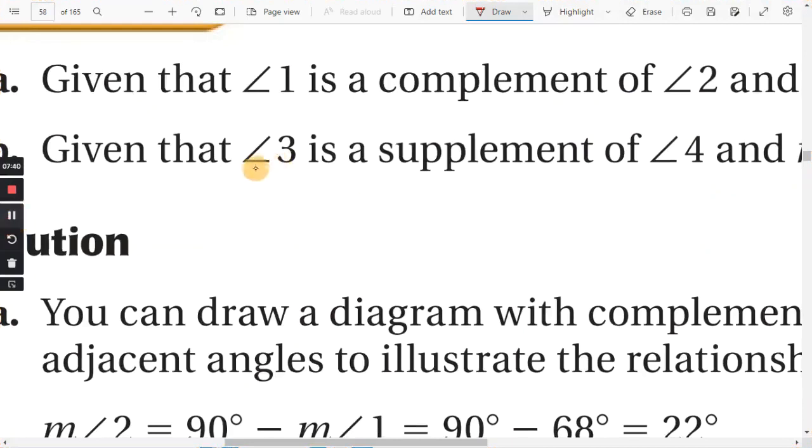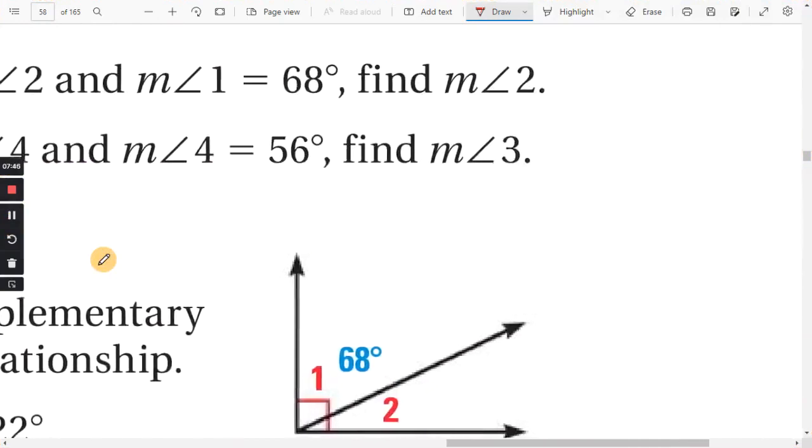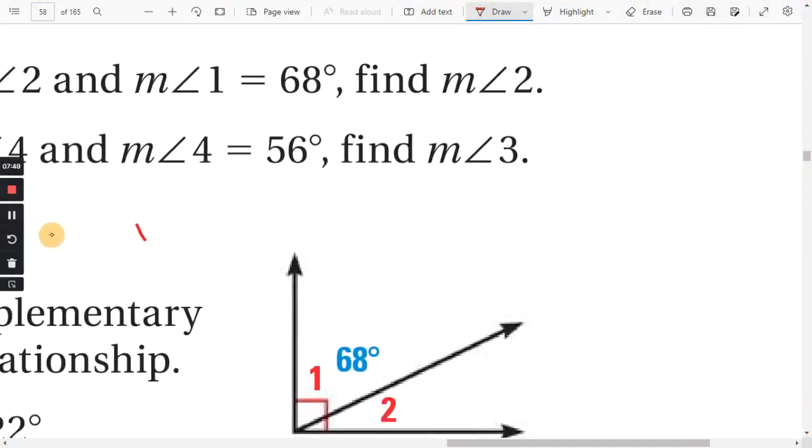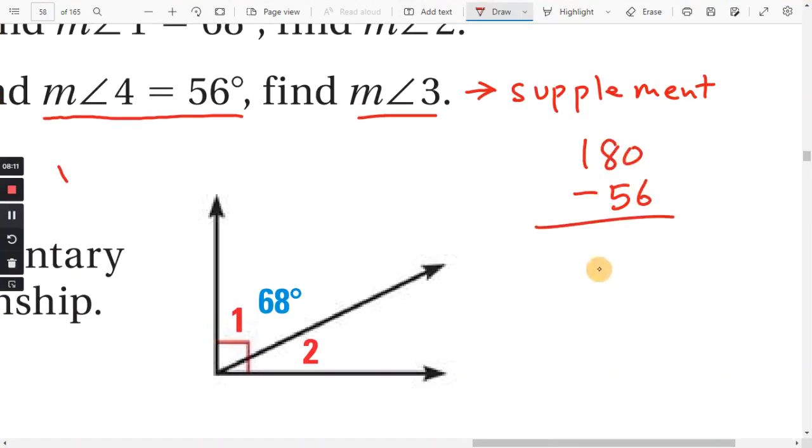All right, given that angle 3 is a supplement of angle 4, and angle 4 is 56 degrees, find the measure of angle 3. Please try that one. All right, so if one angle is the supplement of the other, that means they're just going to add to 180. So if the first angle, or angle 4, is 56, the other one is just going to be 180 minus 56. Okay, so that is going to be 124 degrees. And that equals the measure of angle 3.